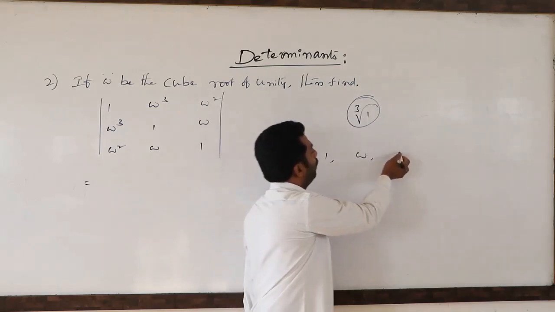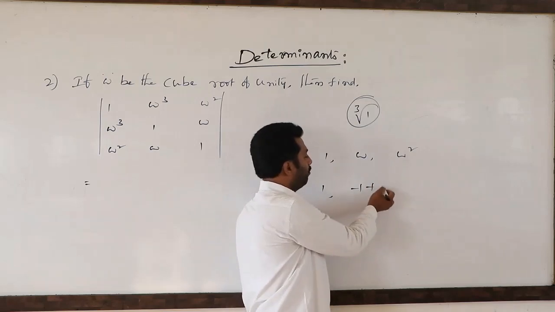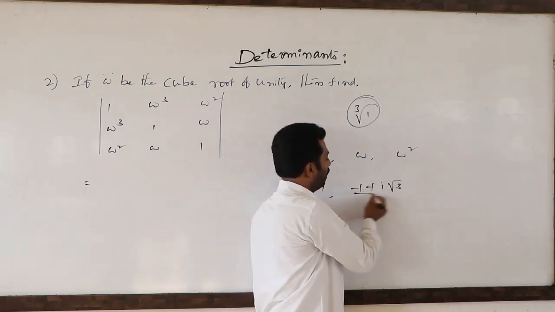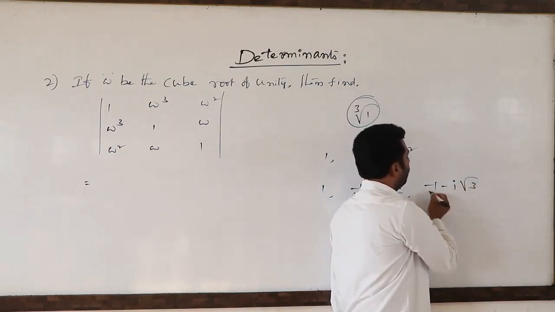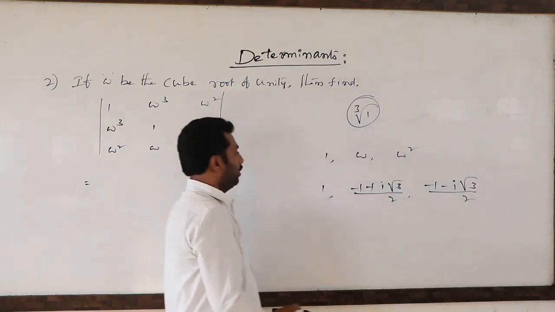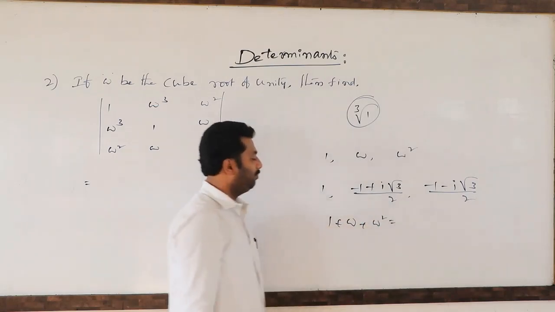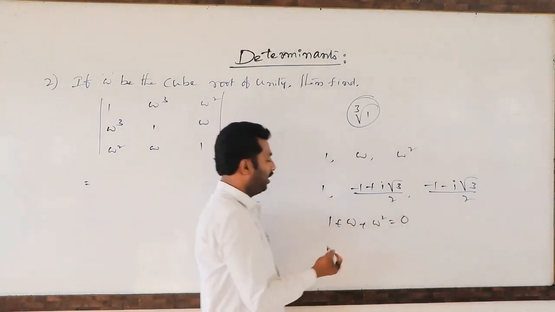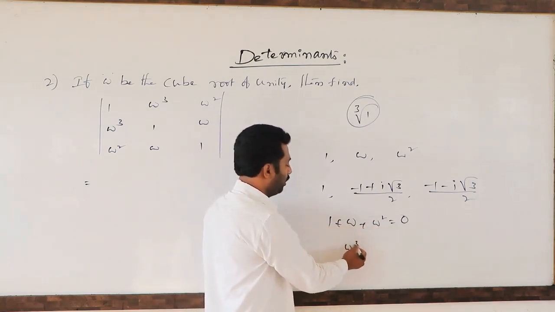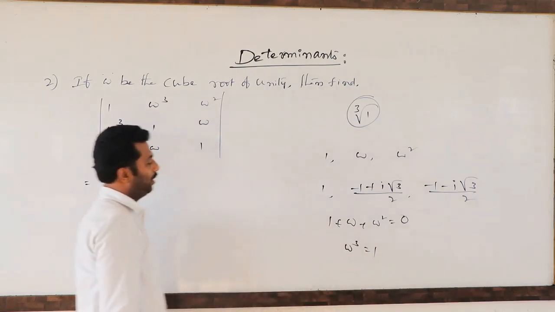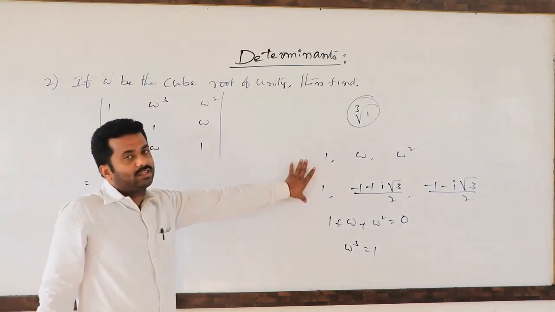They are 1, omega, and omega square. 1 means 1 only, omega means (-1 + i√3)/2, omega square means (-1 - i√3)/2. The sum of the cube roots of unity, 1 plus omega plus omega square, is 0. The product of the cube roots of unity, 1 into omega into omega square, is omega cube, whose value is 1. So we have to use these conditions. These are concepts based on complex numbers only.